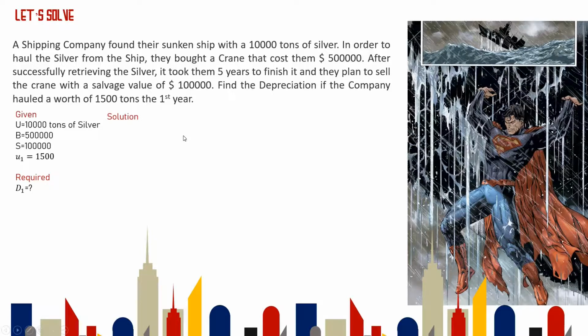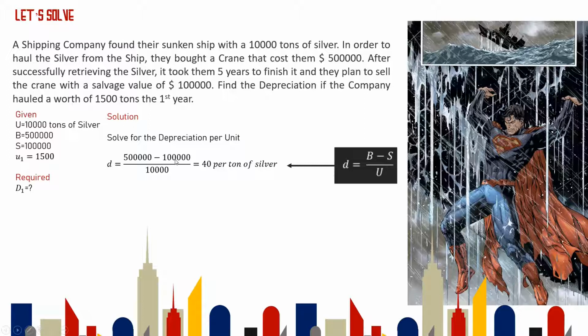So let's solve. Ang una nga buhaton is, of course, solve for the depreciation per unit. This one is the factor or mag-define sa depreciation. So this is very important first. Now, given the formula, d is equal to B minus S over capital U. And B is 500,000 minus 100,000 over the total units of production. Now, by calculating this, the answer is 40. Kaning 40 is $40 per ton of silver. So, ang isa ka ton sa silver is worth $40 ang depreciation. So, pag once makakuha sila og silver, ibig sabihin, mabawasan na to nilang 500,000 og $40. Okay? Sa isa lang ka ton na silver.